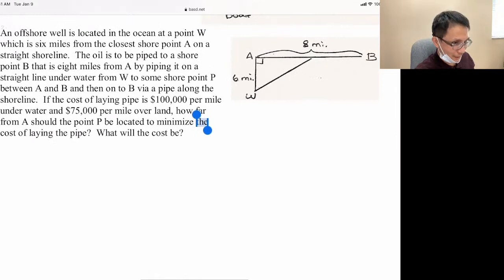Where's point B? Point B is right here at the end. You see A and B all the way to the end. Yeah, but then it says P. The P is, it's supposed to go to point P, then from point P go to point B. Point P is just A and B. Oh, okay, I see. So it's more expensive to do it under the water. Yeah.